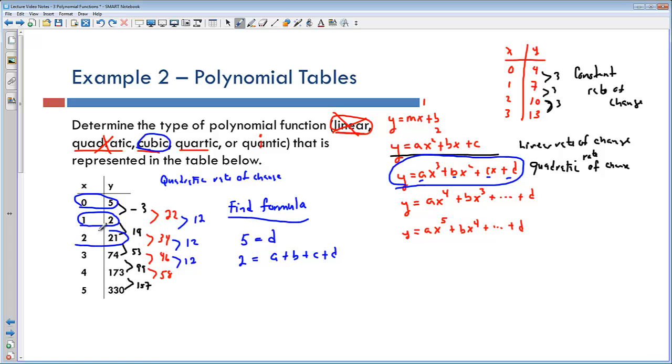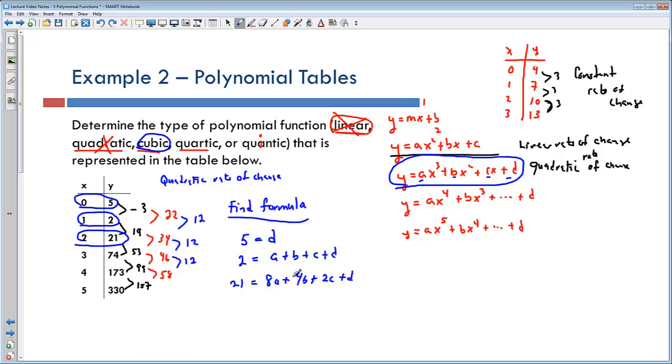So here, if you plug in 2, it tells you it's 21. So I know 21 is equal to, when you plug in 2, now 2 cubed is 8, so I get 8a, plus 2 squared right here is 4, so 4b, plus, and then you plug 2 into here and you get 2c, and then plus d.